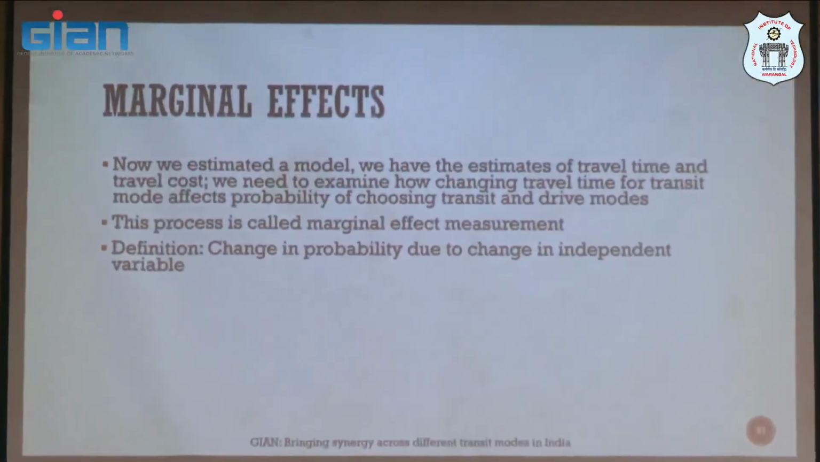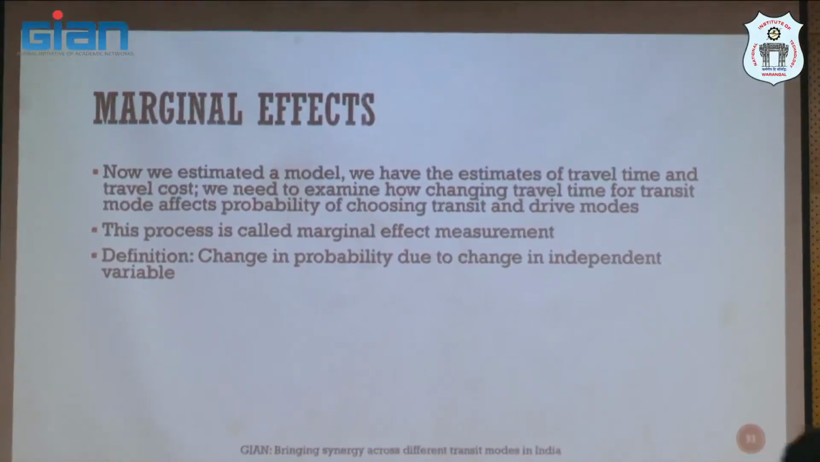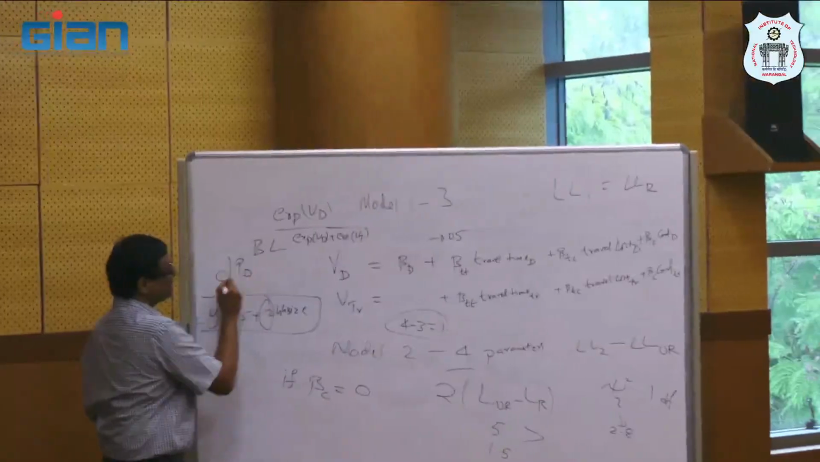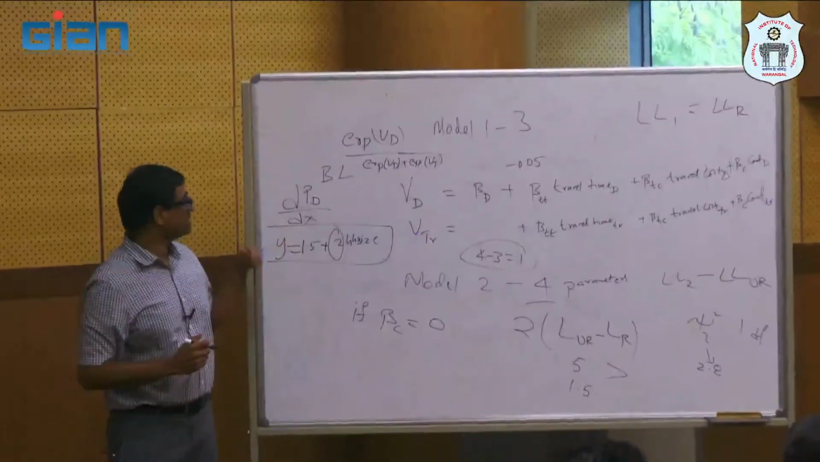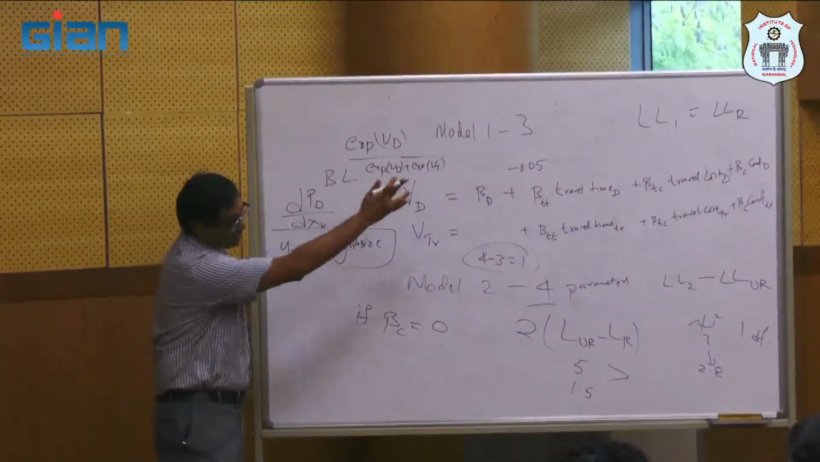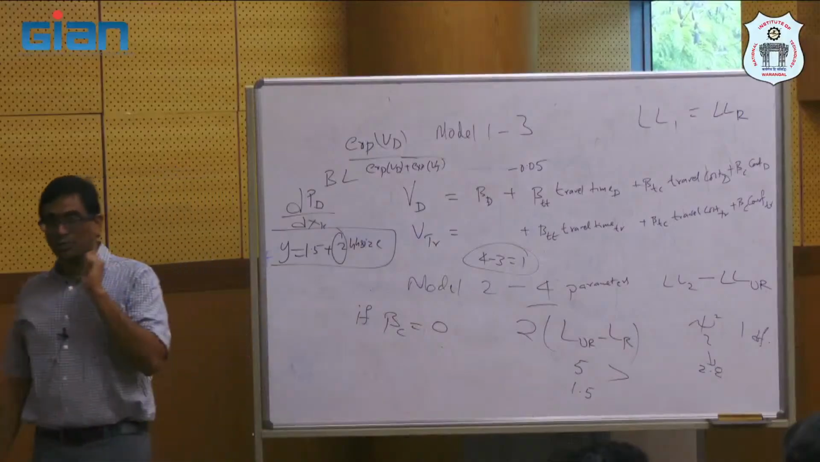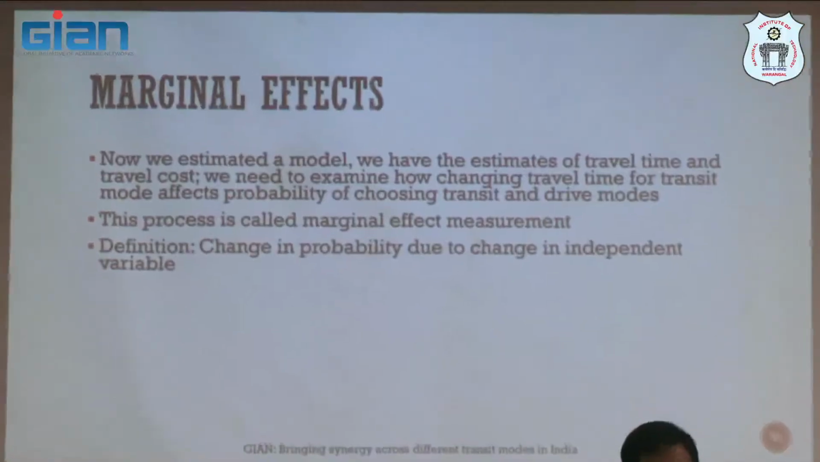So, change in probability due to change in an independent variable. What that means is looking at dP/dx. X changes. So again, x scale for any of all of you can look for anything in this, right? So we are looking at how the probability of drive changes because of a change in travel time.